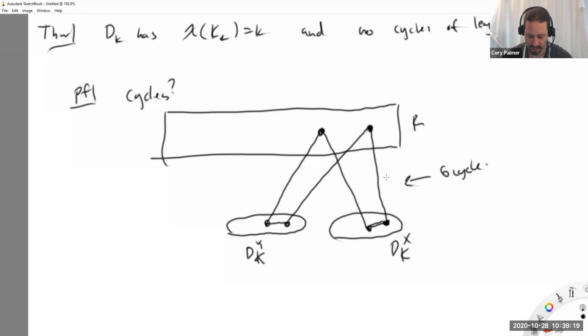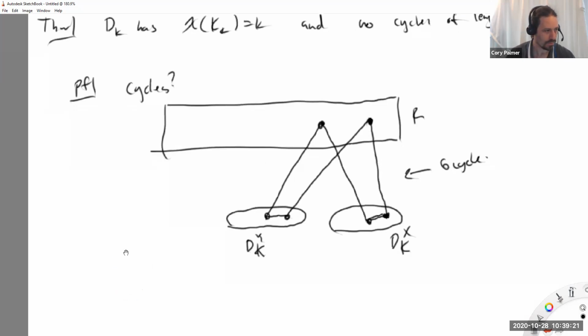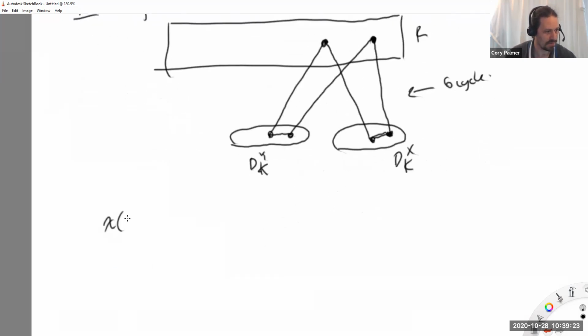Okay, so what about the chromatic number? So chi of dk. What's that? Okay, so actually I'm going to show that the chromatic number is at least k. Why is it at most k? Same idea as in Zhikov's theorem. Each of these dk's can be colored with k-1 colors.